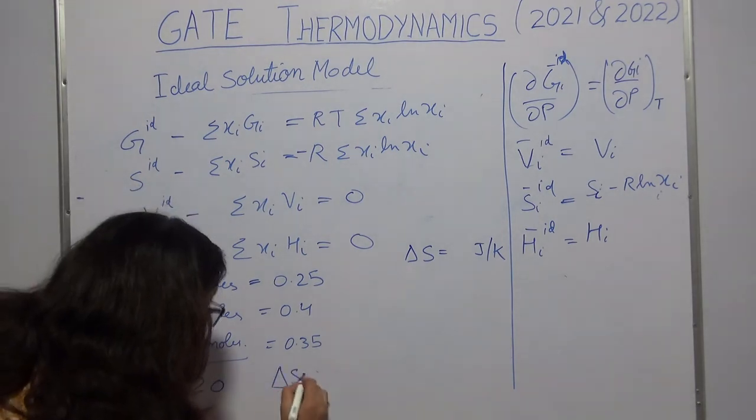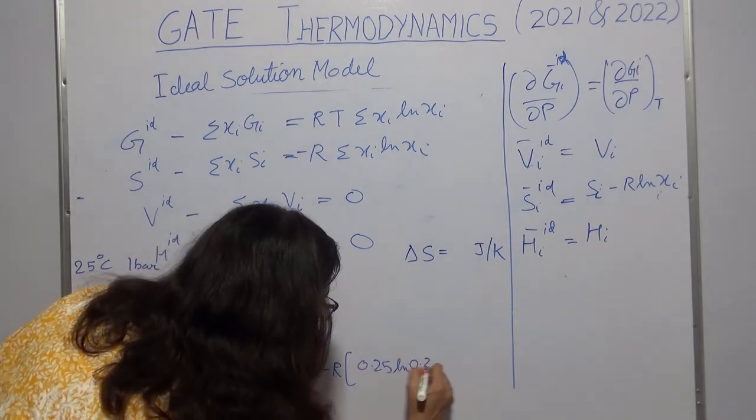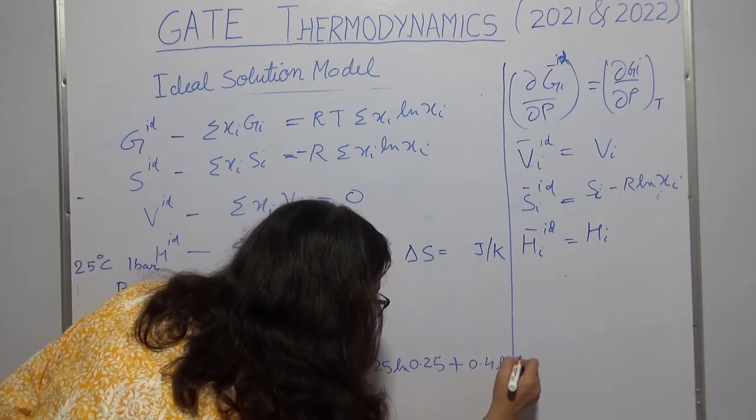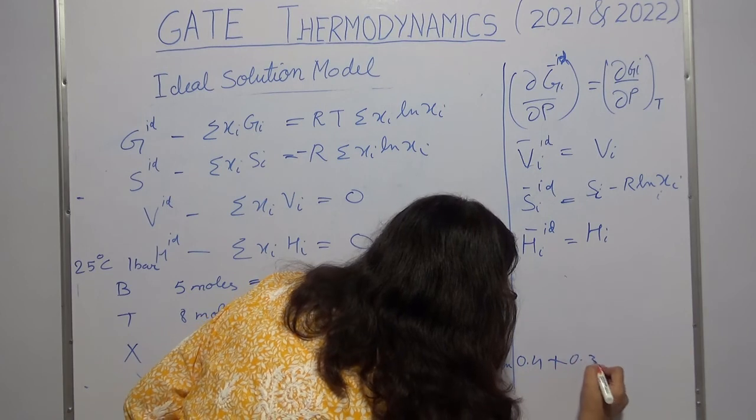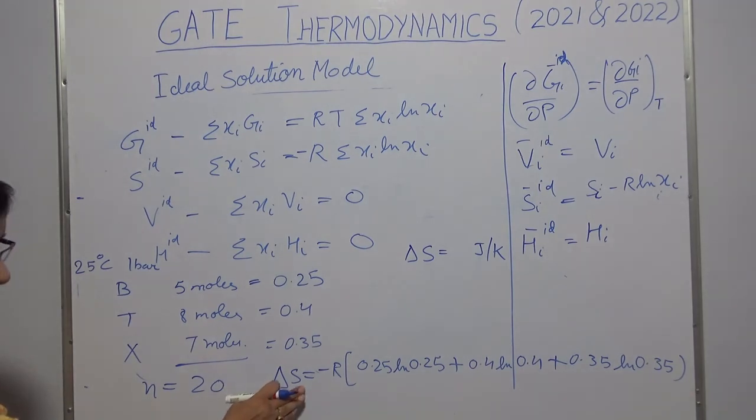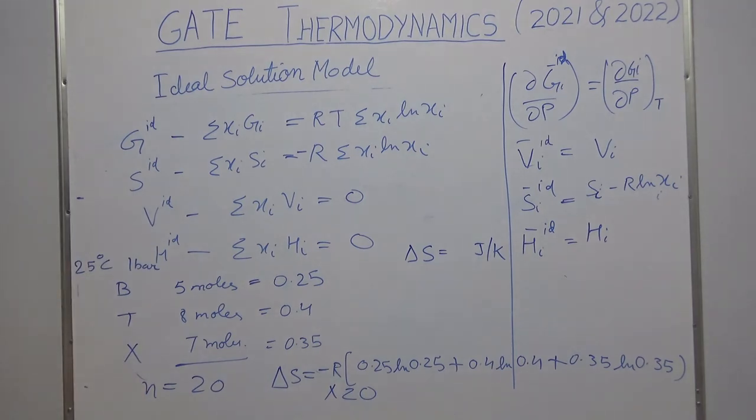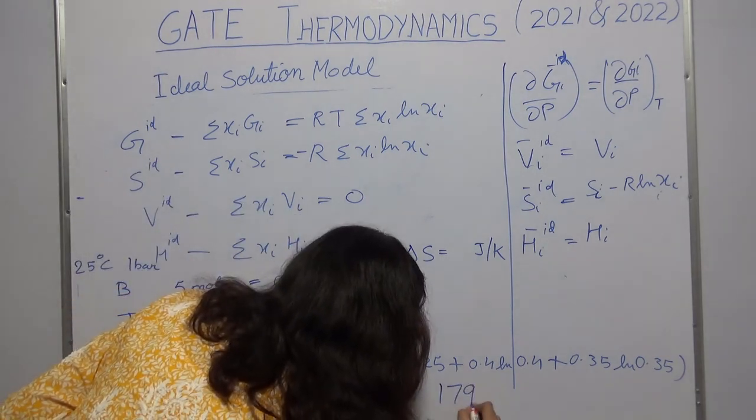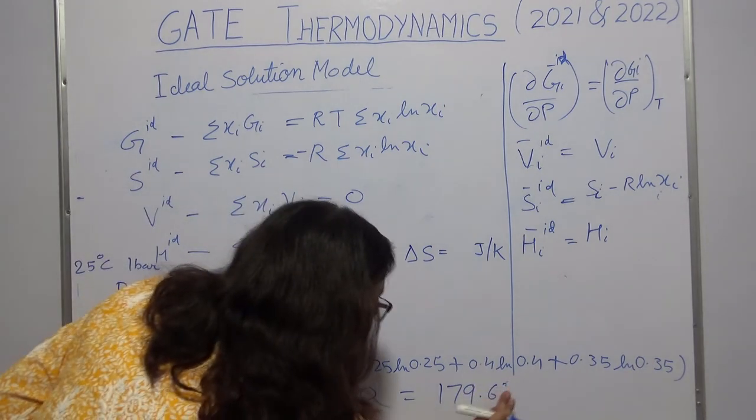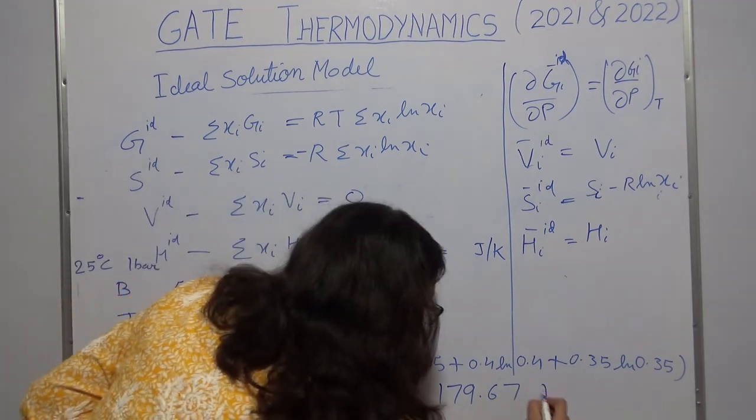Your delta S is equal to minus R times 0.25 ln of 0.25 plus 0.4 ln of 0.4 plus 0.35 ln of 0.35. But what is this? This is your entropy change of mixing per mole. So you have to multiply with the number of moles of the mixture. Don't forget to multiply it with 20, otherwise your answer will be wrong. Do this calculation and you get your answer as 179.67 joules per Kelvin. So this is your question.